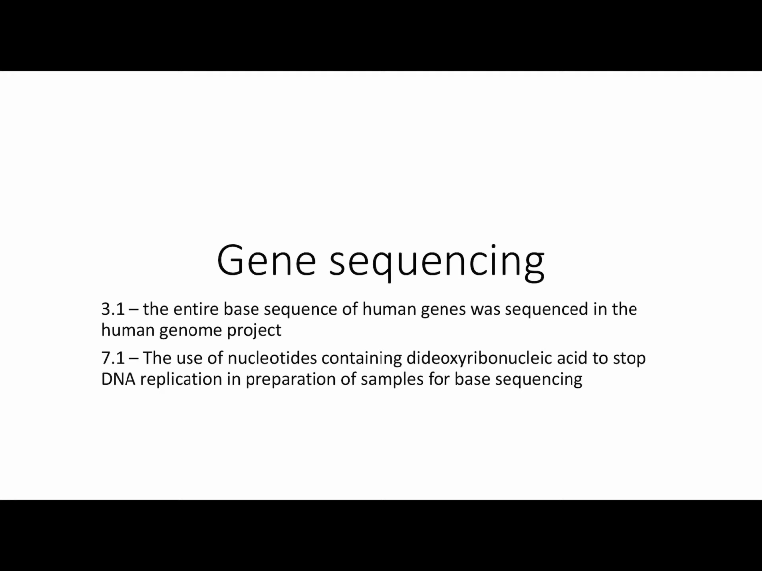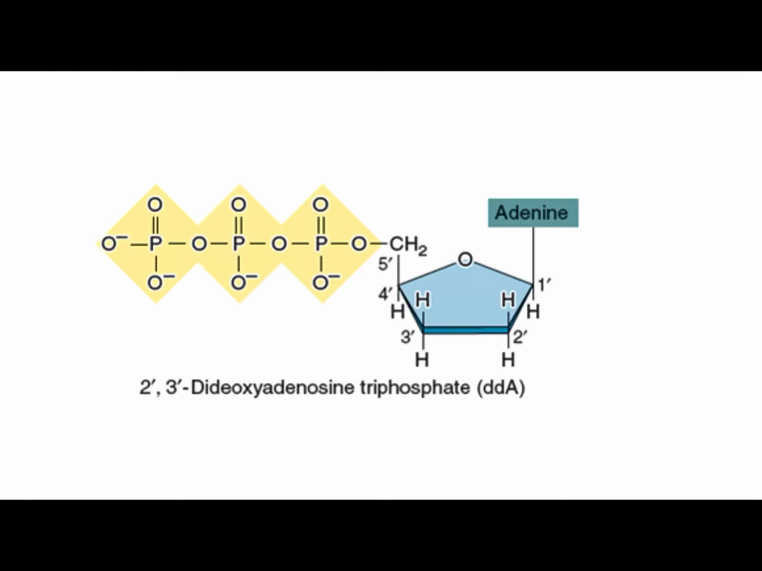Now, the reason why I'm covering these two syllabus points now is because I feel that you need to have an understanding of the PCR method before you can truly understand this method of gene sequencing. So this was how genes were originally sequenced during the Human Genome Project using what's known as the Sanger sequencing method. Okay, so the key thing here is the use of these particular nucleotides.